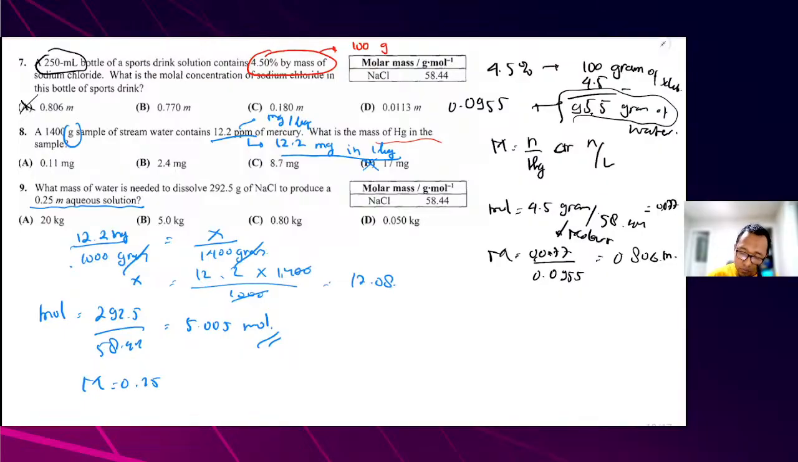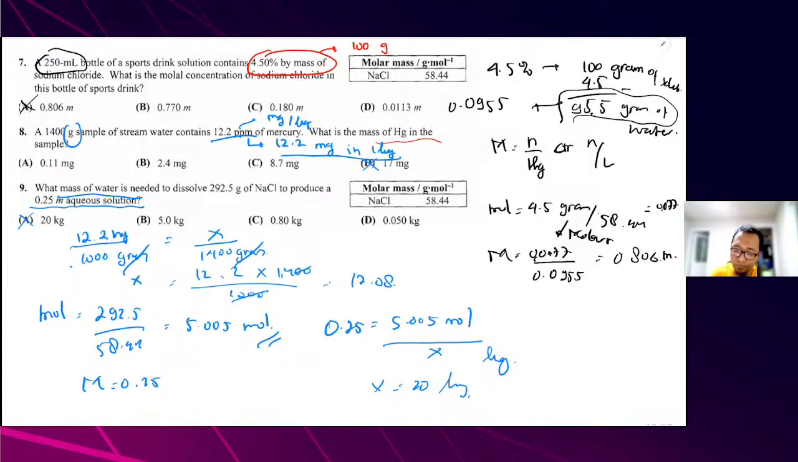All right, so the question is mass of water. Okay, mass of water. So we know the m is 0.25 equals 5.005 mole, and then we want to take a look at x over here in kg. Okay, it's pretty simple. Just divide it by 0.25. So x will be 20 kg. Okay, around 20 kg. So number 9, it should be A.